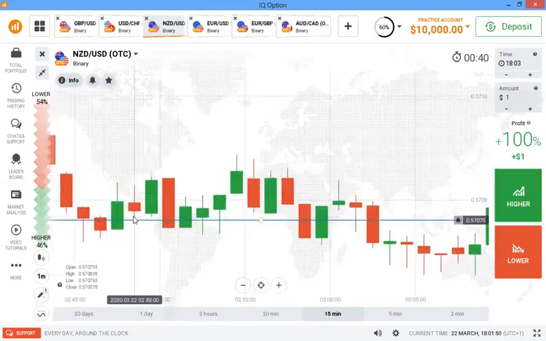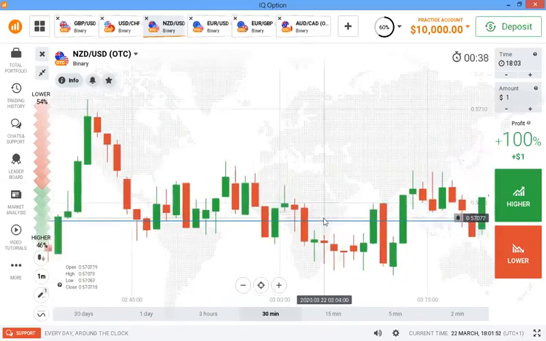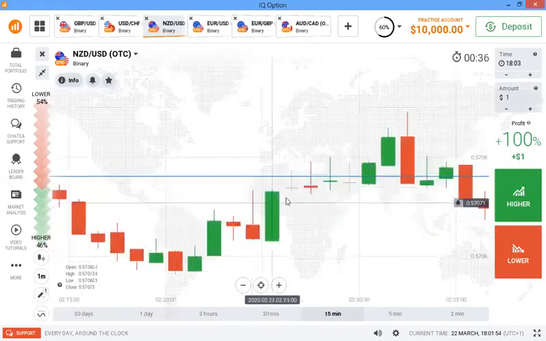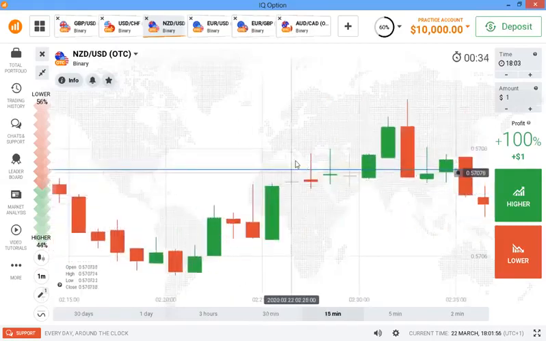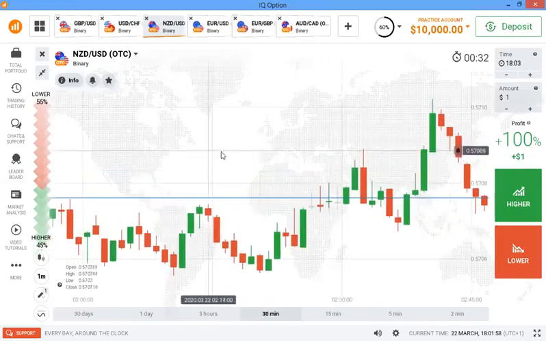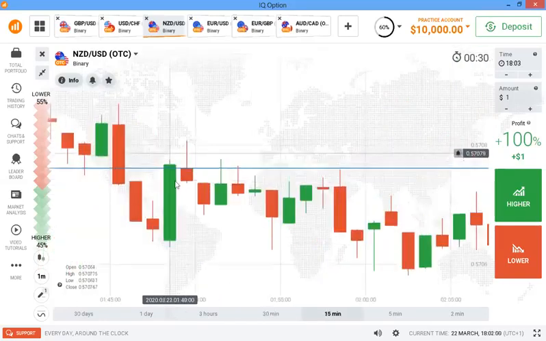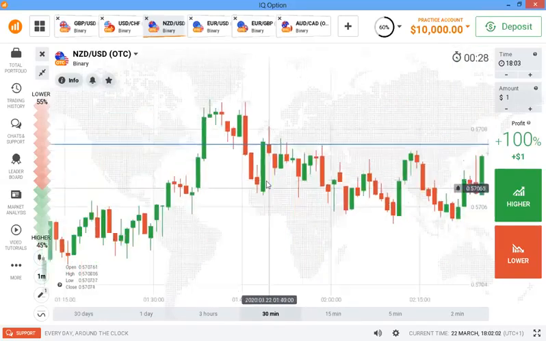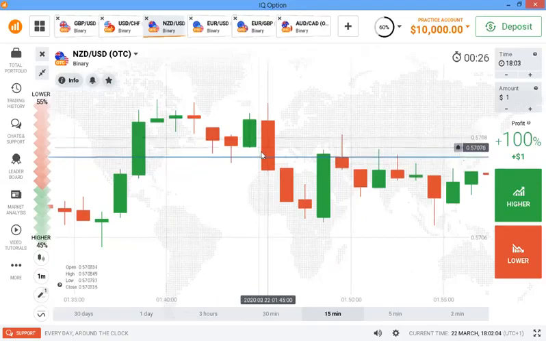You can see it reverse here. You can see some rejection and it reverse. You can see it reverse.